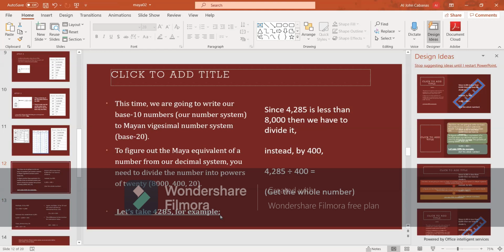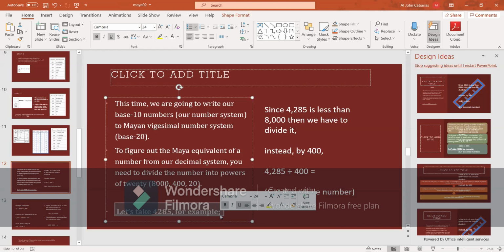So let's take 4,285 for example. So we have this example. Ang first step natin ay kung saan natin siya i-divide. Kailangan hindi mas malaki yung pagdi-divide natin. Okay? So hindi natin siya pwedeng i-divide sa 8,000 kasi masyadong malaking 8,000 para sa kanya. So dapat mas mababa yung gagamitin nating numero, which is 400. Okay? So yung 400 ang gagamitin natin. 4,285 divided by 400 is equals to, that's 10 point something.